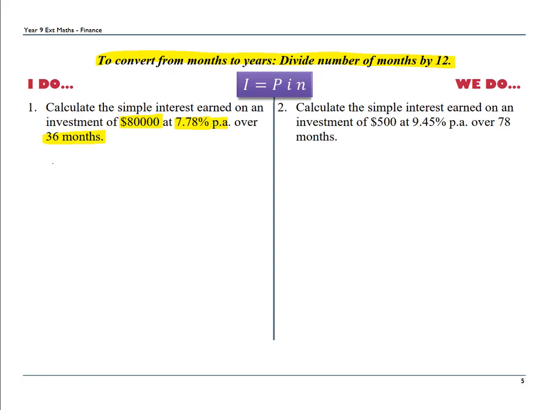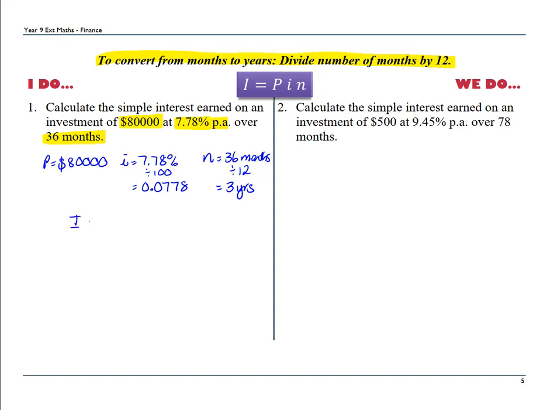So let's write our information out. Our principal is $8,000. Our interest rate is 7.78%. You're going to divide that by 100, so we get 0.0778. And our N is 36 months, which divided by 12 is 3 years.